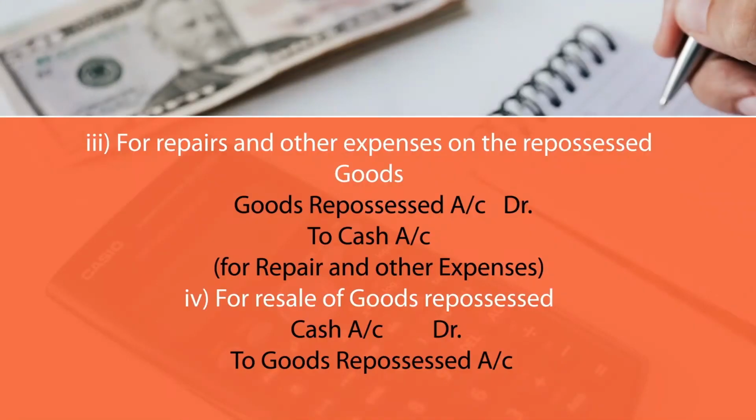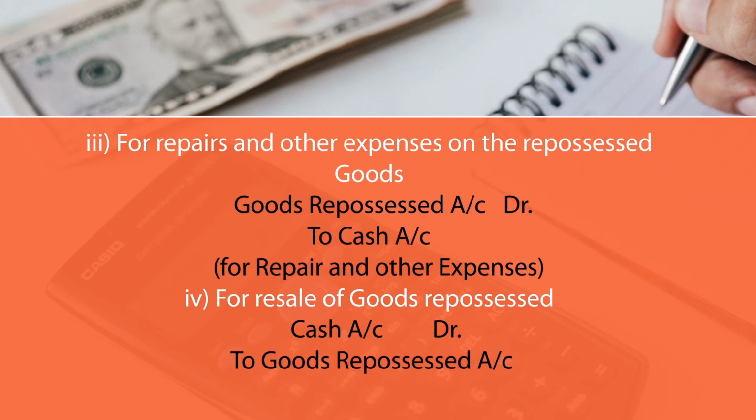Then, for resale of goods repossessed. Very simple: when we have repossessed the goods and have now decided to resell them, the cash will come to us. As per the rationale of the real account, debit what comes in. Here the cash is coming in, therefore the cash account is debited, and again the goods repossessed, that is the asset, is also a real account.